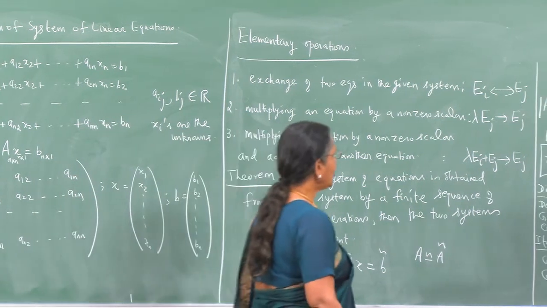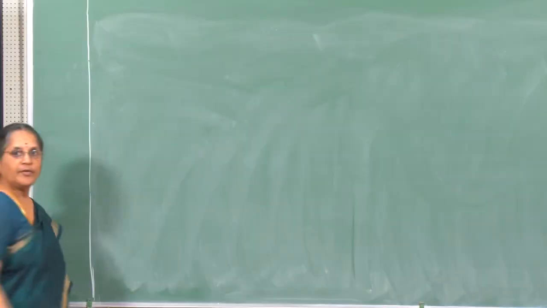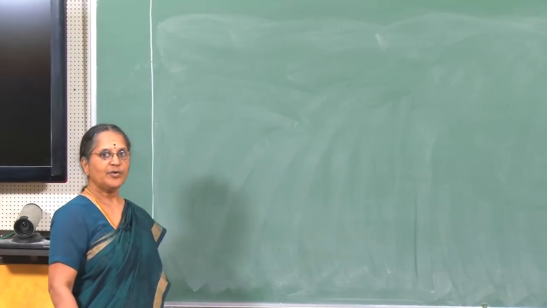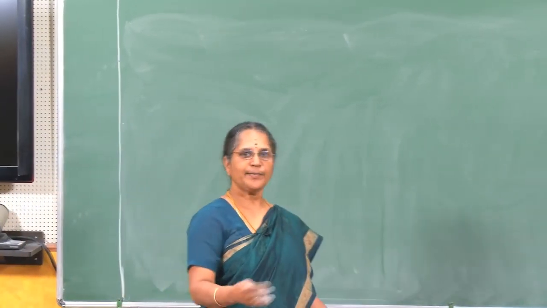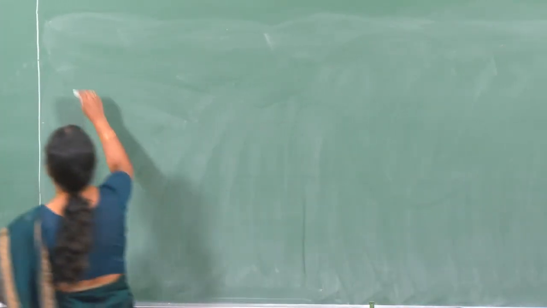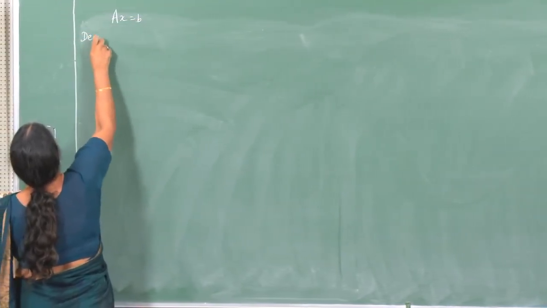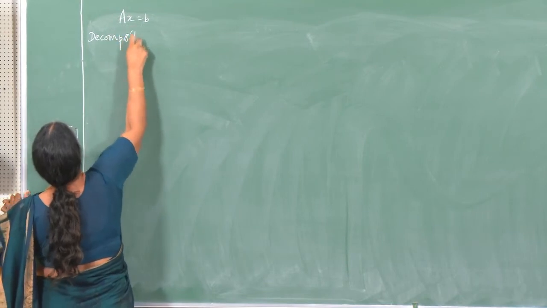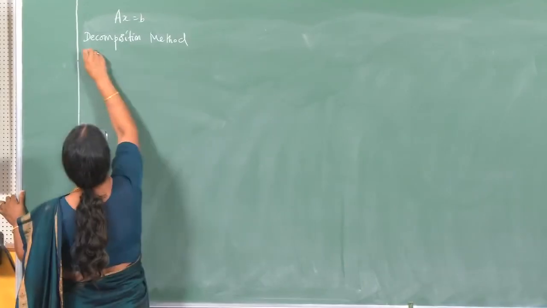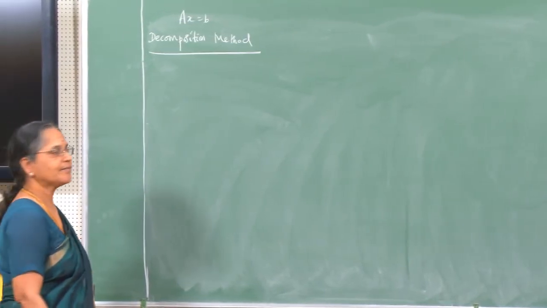So, let us now look into the decomposition methods first. We now consider the decomposition method, which is a direct method for solving a system of equations Ax = B. So, given a system Ax = B, we would like to develop a method called decomposition method, by means of which the system can be solved.